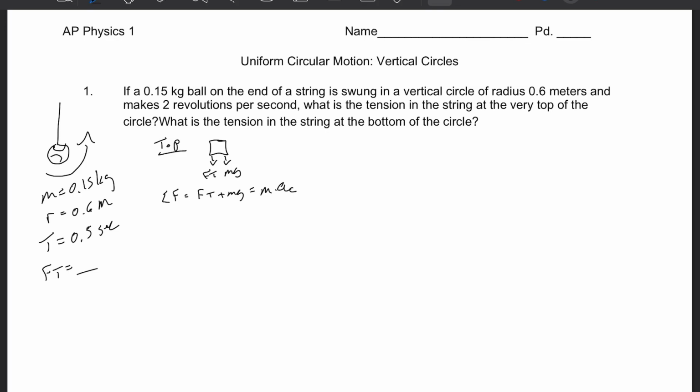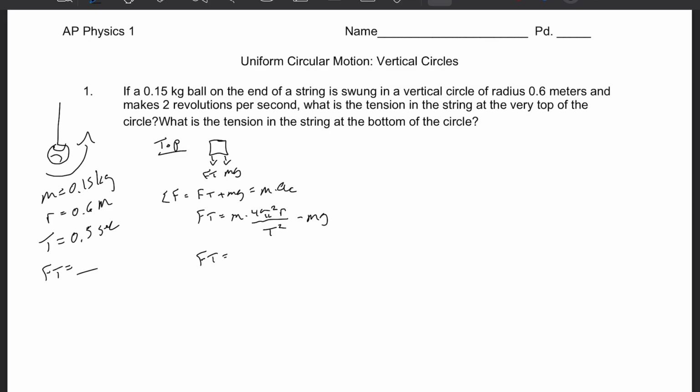Just like Newton's second law, summation of forces is mass times acceleration. This is circular motion, so it's equal to mass times the centripetal acceleration. Let's change acceleration to 4 pi squared r over period squared because we've got period and radius. So let's put it in terms of the variables that we have, and then subtract mg to the other side. So we have it solved for the force of tension.